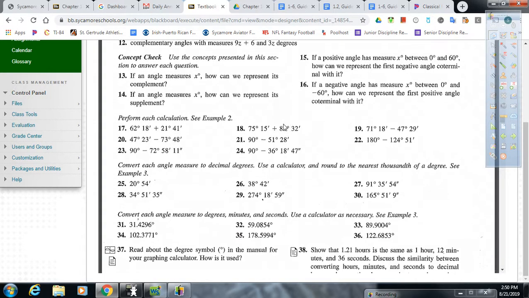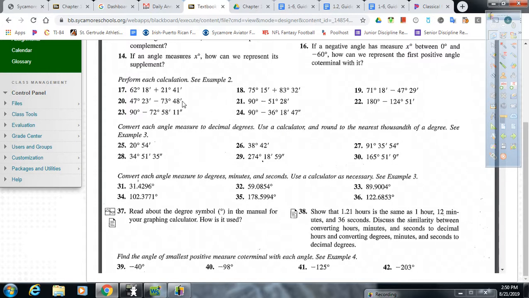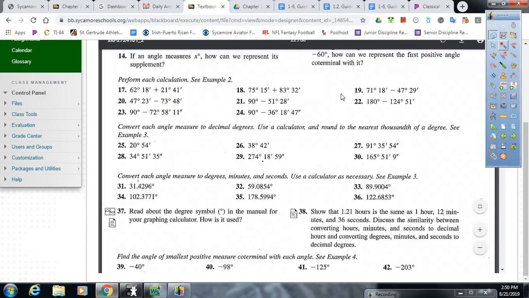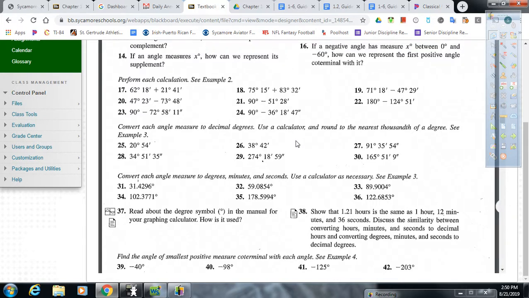I went over on the graphing calculator how to do minutes and seconds, so there's really no reason why you can't just plug those into your calculator. Remember that your answer here should be in degrees, minutes, and seconds, so just change it to degrees, minutes, and seconds at the end. If you're converting to decimal on your calculator, just plug these in like they are and hit enter. It'll give it to you in decimal form, and that's as far as you need to go.